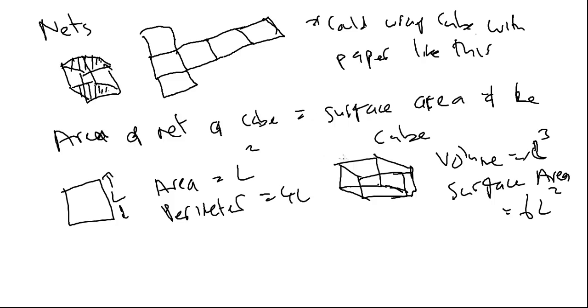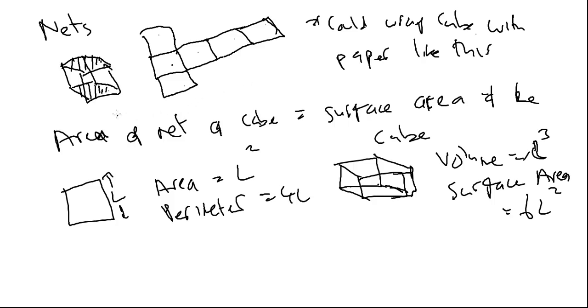So the surface area of the cube is 6L squared, so then the area of the net should equal 6L squared. And we can count here that there's 1, 2, 3, 4, 5, 6 squares, each of which has an area of L squared, so the area of the net is equal to the surface area of the cube.